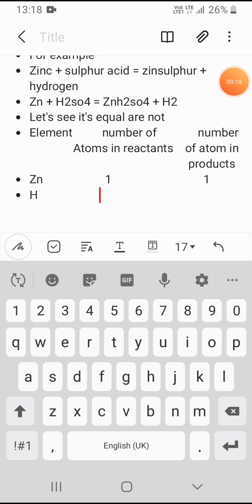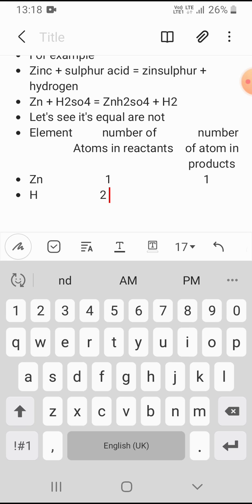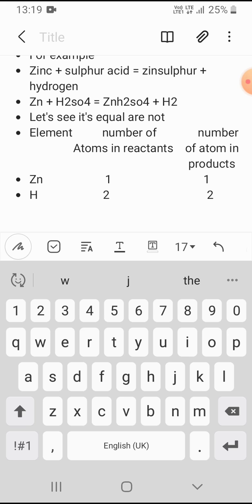After that, let's come to the next, H. So H, that is hydrogen, on the left hand side, the number of atoms in the reactant is 2, and hydrogen on the right hand side, the number of atoms in the product, is also 2 only, because see here both are 2, we don't have 3 or 4 here. Here also 2 only, we don't have more than 2, then it is correct.